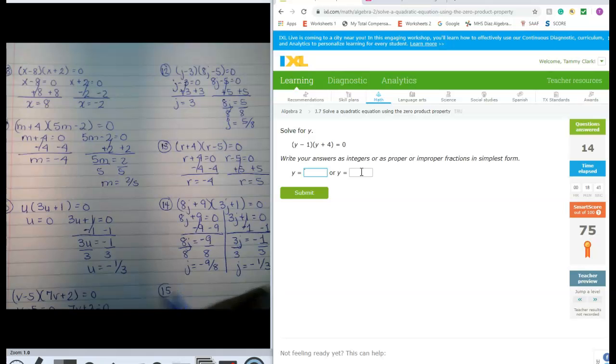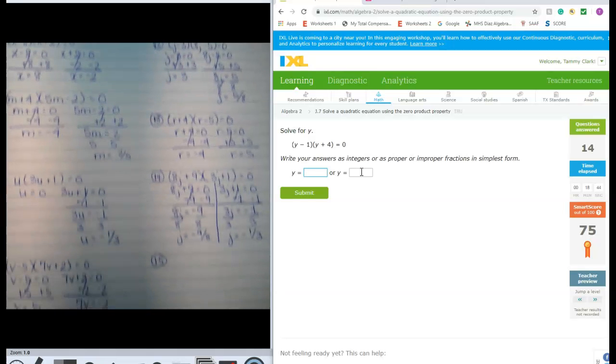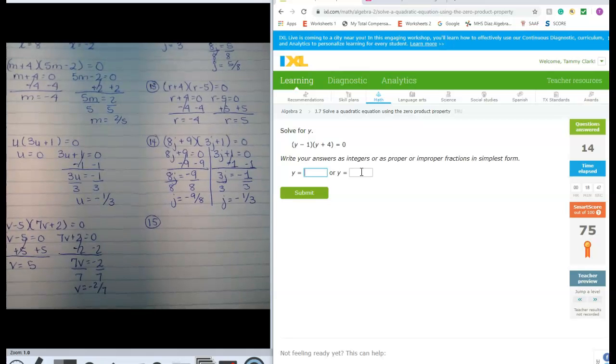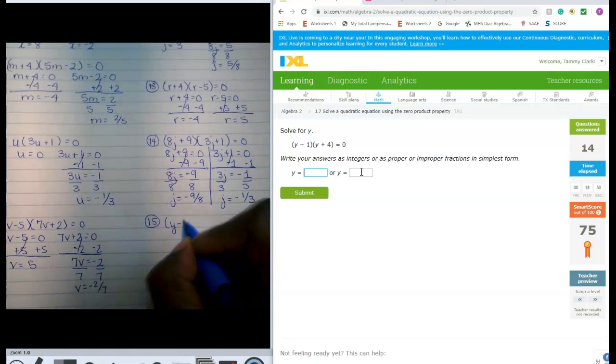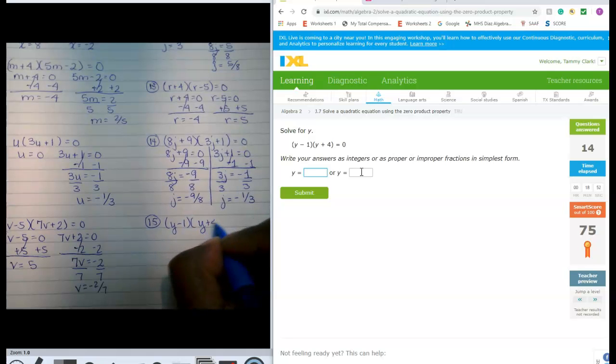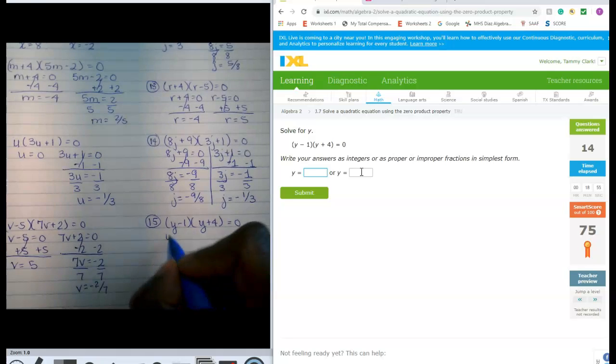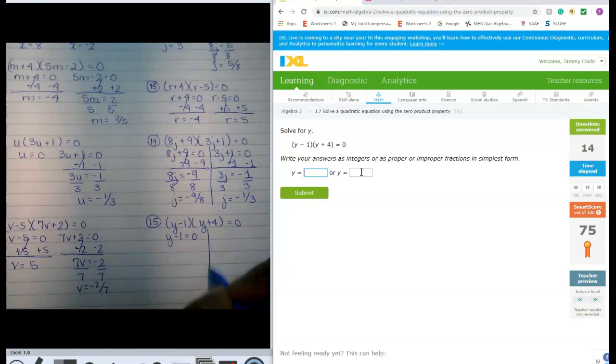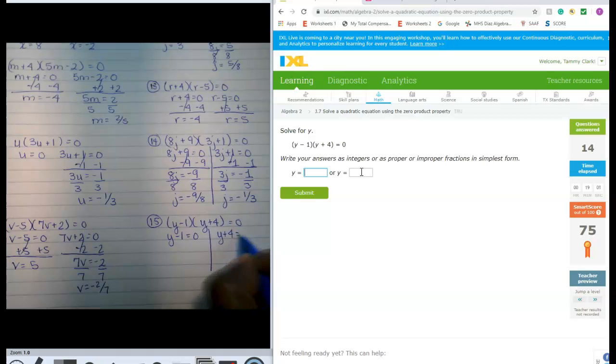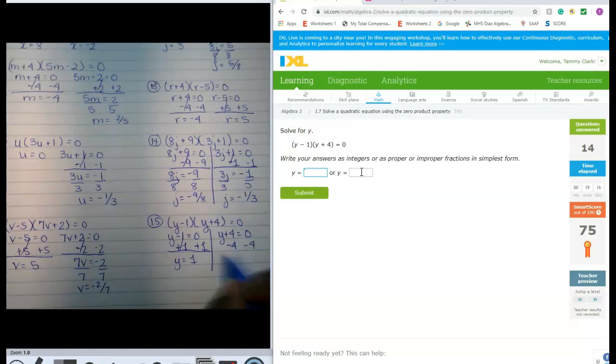Number 15. We've got y minus 1 multiplied by y plus 4. And both of those are equal to 0. So again, take the first binomial, set it equal to 0. Take the second binomial, set it equal to 0, and solve. So to eliminate negative 1, I'm going to add 1 to both sides of the equation, and y is equal to positive 1. To eliminate positive 4, I'm going to subtract 4 from both sides of the equation, so y is equal to negative 4. So y is equal to 1 and negative 4.